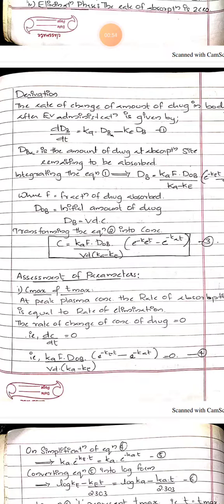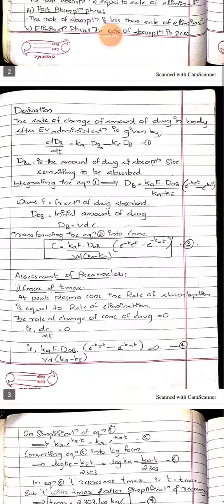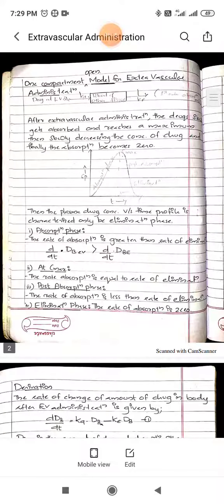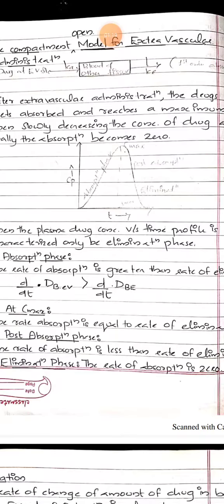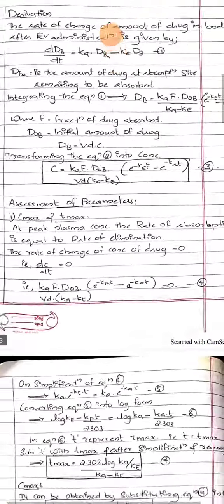The important parameters to assess after extravascular administration following the one compartment model are Cmax, Tmax, the elimination rate constant and the absorption rate constant. These are the four parameters to be found out. First we will see the Cmax and Tmax. The graph has already been explained. The point at which the maximum concentration is reached is called the Cmax, and the corresponding time is called the Tmax.